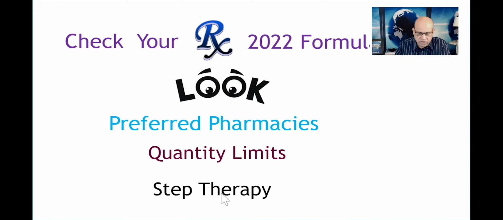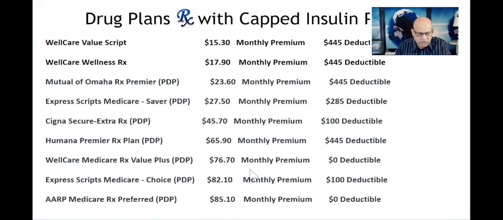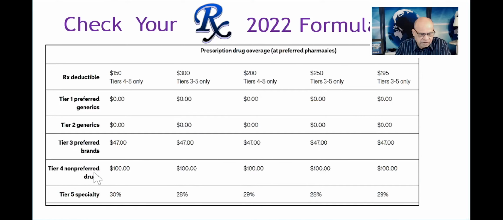Then there's what's known as step therapy. If your doctor orders, for example, a tier 3 preferred brand, then you may be required to try more preferred generic drugs before the pharmacy approves the tiered drug. Even when they approve, remember, your cost is going to be substantially higher.